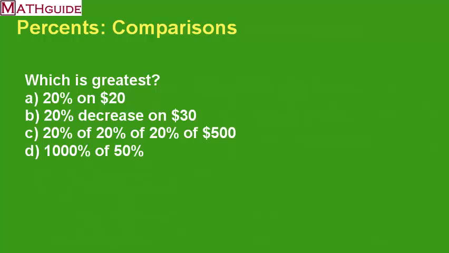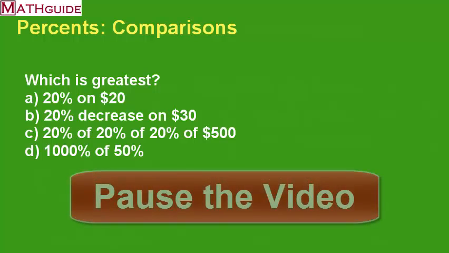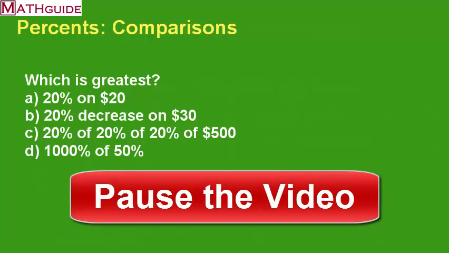Which is greatest? A, 20% of $20. B, 20% decrease on $30. C, 20% of 20% of 20% of $500. Or D, 1,000% of 50%. Okay, I'm going to give you some time to consider. At this point, you might want to pause the video while you give the class a chance to think.